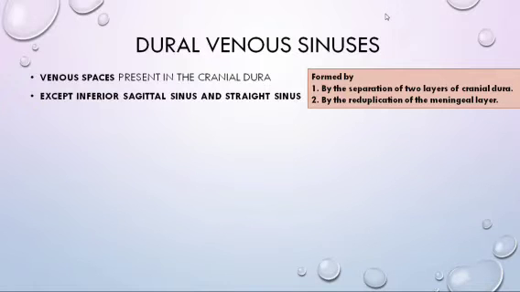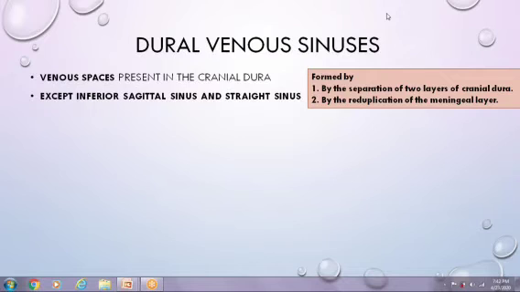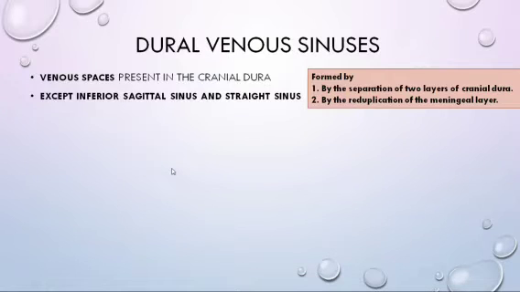Okay, so all the dural venous sinuses will be present between the endothelial and meningeal layer, but two dural venous sinuses, inferior sagittal sinus and straight sinus, are present only in the meningeal layer. So this is the difference between the other sinus and inferior sagittal sinus and straight sinus. Did you understand what is dural venous sinus? It's nothing but the venous spaces present in the cranial dura. Okay, so clear? Shall I continue? Yes, ma'am.